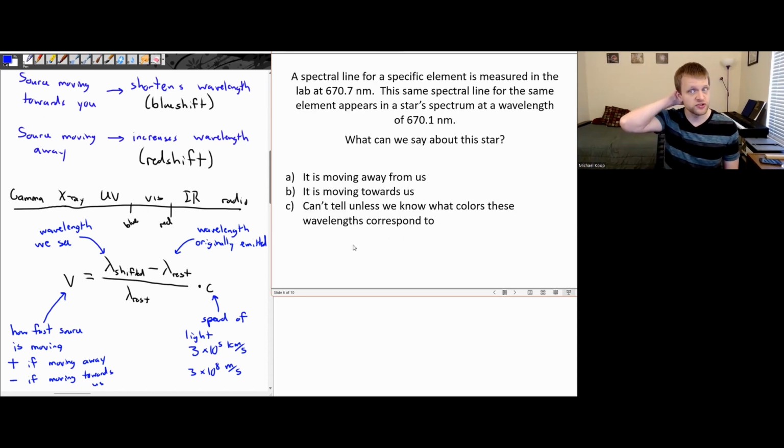So let's look at a particular example. Suppose a spectral line for a specific element is measured in the lab at 670.7 nanometers. The same spectral line for the same element appears in a star spectrum at a wavelength of 670.1 nanometers. What could we say about this star? Pause the video and see if you can answer this particular question about how we think this thing's moving.